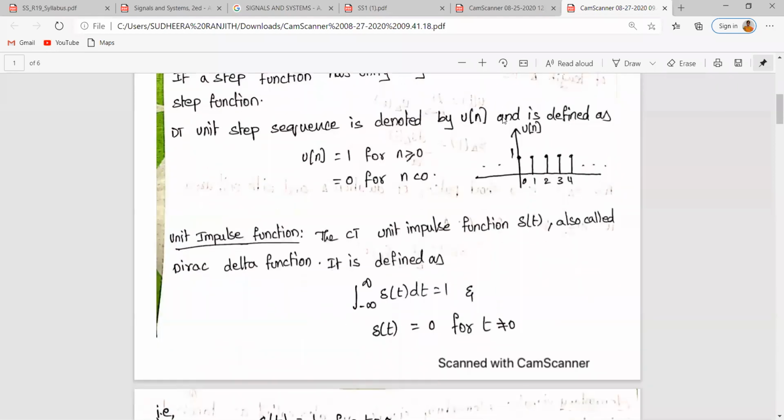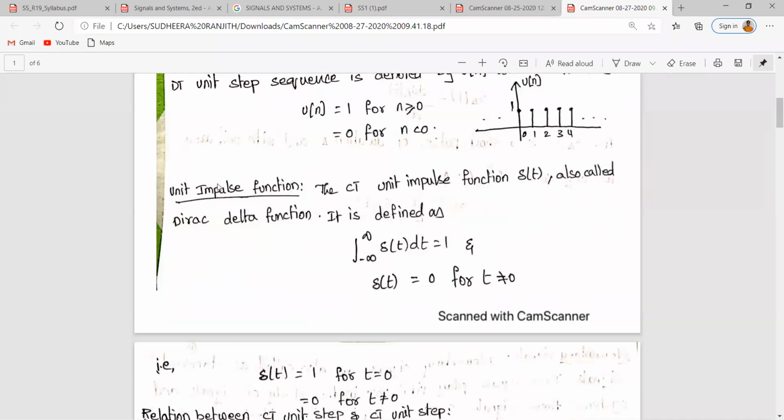Similarly, the next signal is the unit impulse signal. Here the unit indicates the area under the curve. The continuous time unit impulse function is denoted by delta t or delta of t, and it is also called the Dirac delta function.